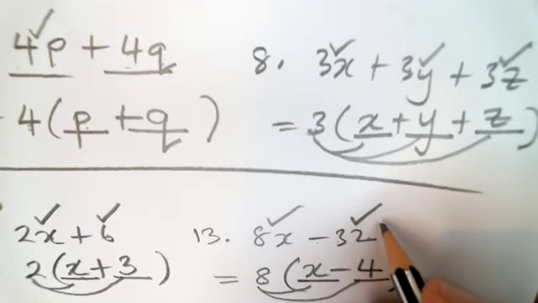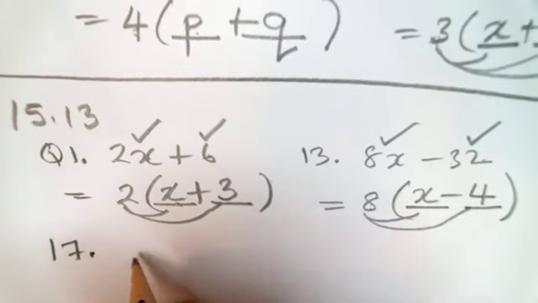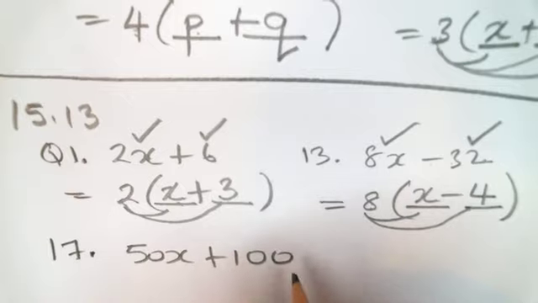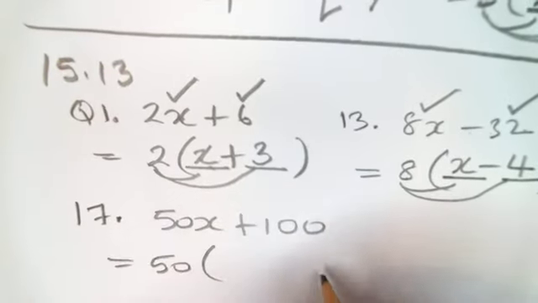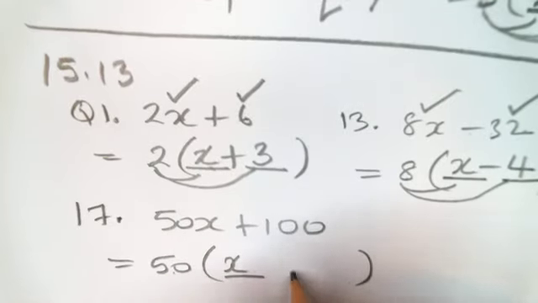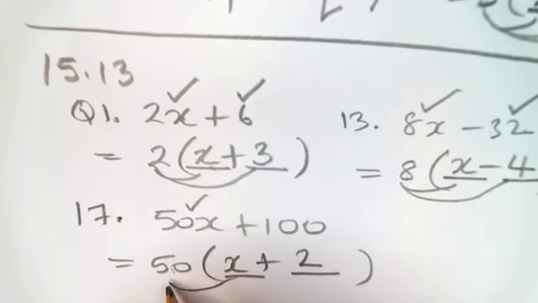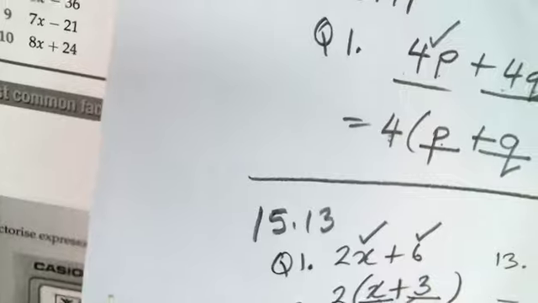Let's try number 17. Here we go. It reads 50x plus 100. What's common? Well, 50 is common. Now, what times 50 makes 50x? Well, x. And what times 50 makes 100? Well, that would be 2. So 50 times x is 50x, and 50 times 2 is 100. So that works well.